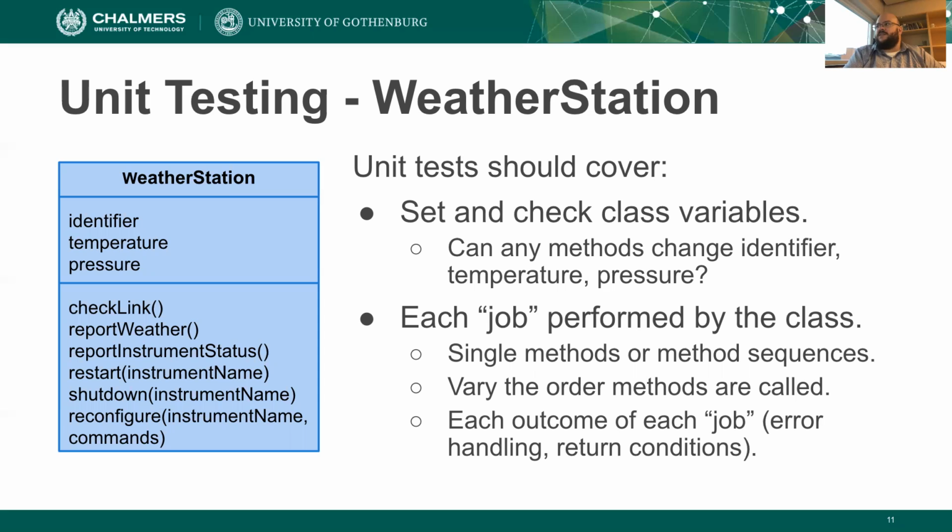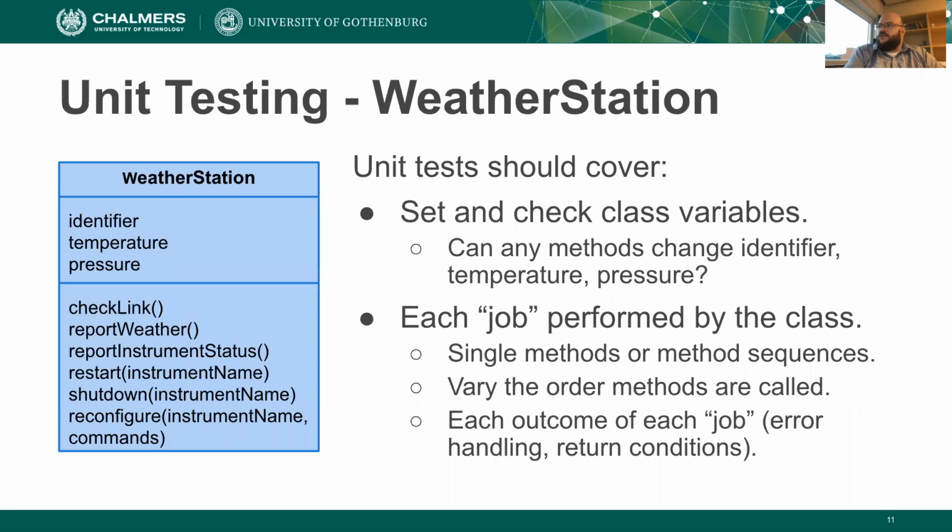So look at how the methods interact with the identifier, temperature, and pressure variables, and try and manipulate those in such a way that you can get a bad result, get the wrong value for them. Manipulate those in some way that can cause another method to fail.